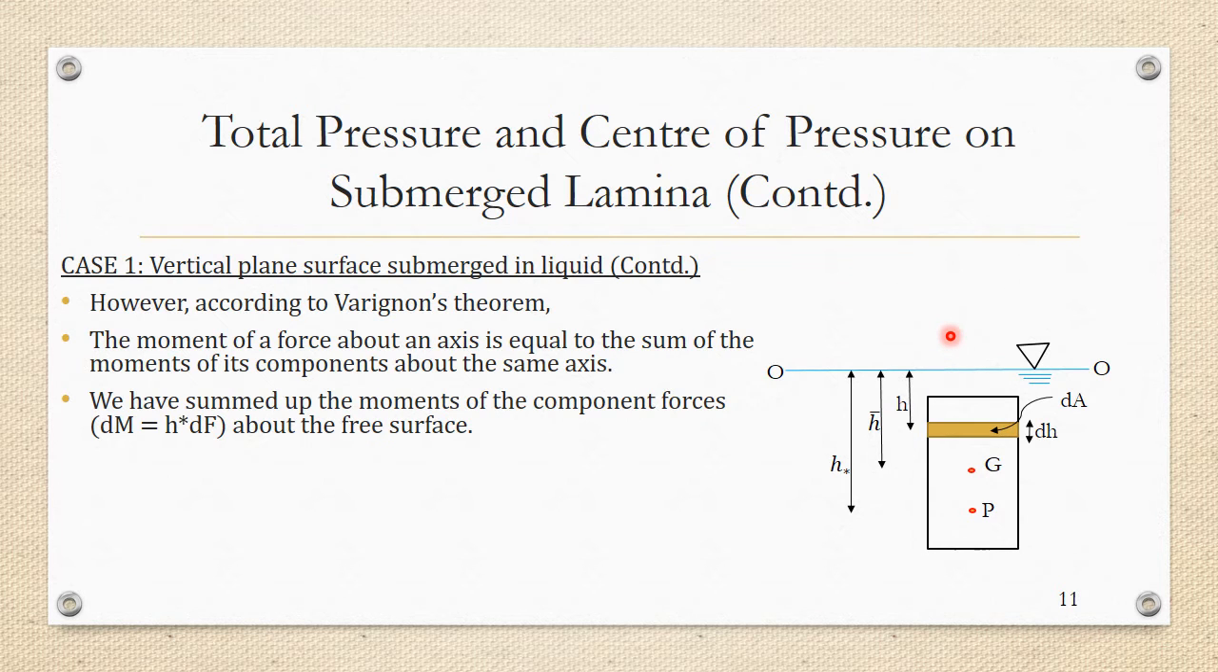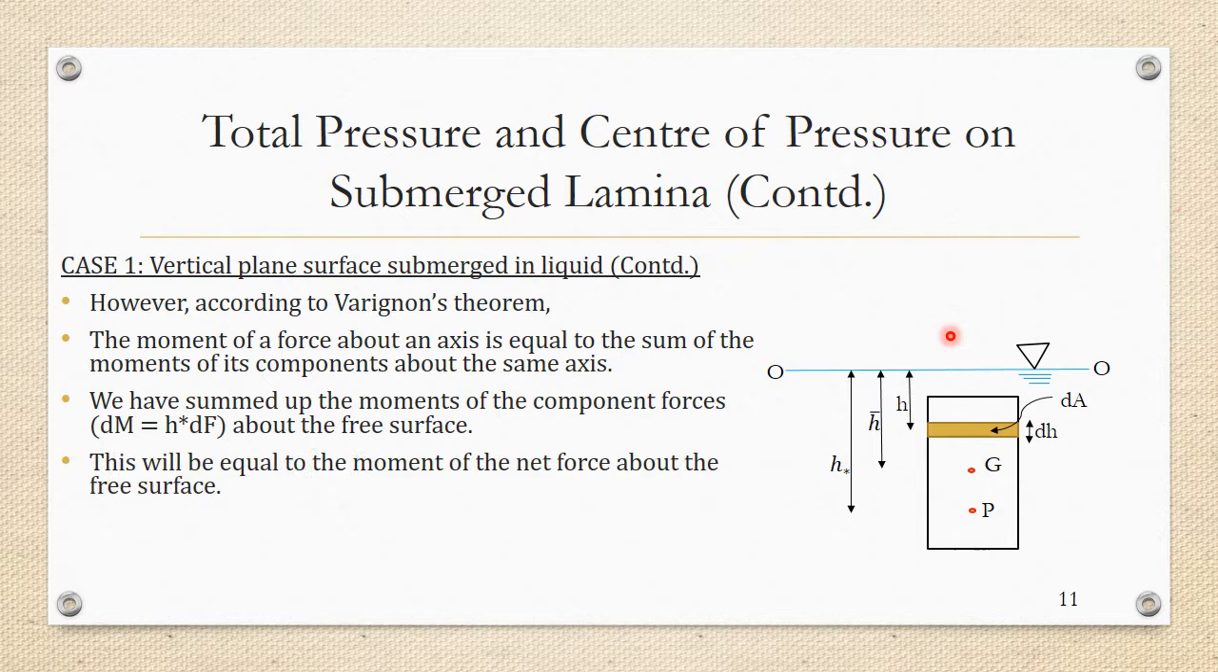Okay, so we have summed up the moments of the component forces about the free surface. This will be equal to the moment of the net force about the free surface. Now, what is the net force? We have already found out the net force as equal to rho g h bar into A, and it is a pressure force. It is going to be acting at P, and so the distance of the total pressure force from the free surface is going to be equal to h star, and so the moment of the total pressure force about the OO axis is nothing but F into h star, where F is rho g h bar into A. So moment is equal to rho g h bar into A into h star. This is another way of taking the moment of the total pressure force about the free surface.